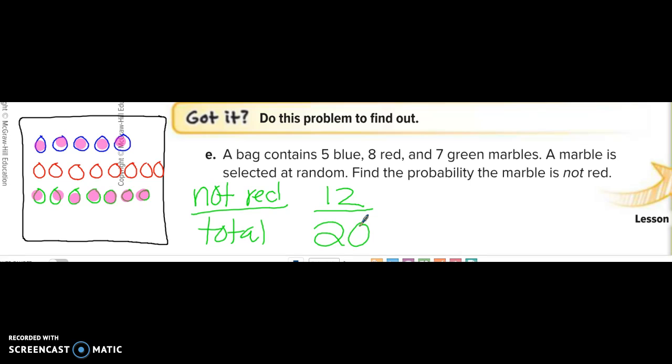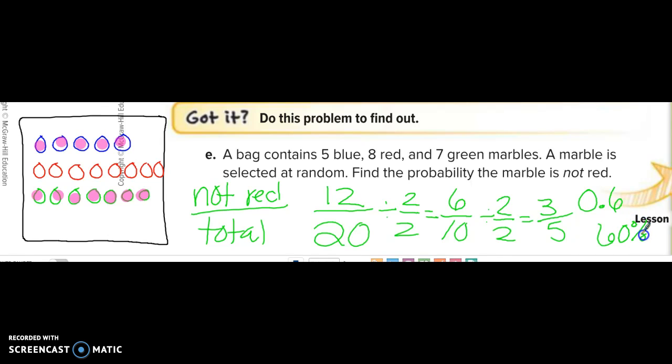And I have a total of 12, 13, 14, 15, 16, 17, 18, 19, 20 marbles. So the probability of not red is 12/20, which can be reduced by 2 on top and 2 on bottom. I get 6 out of 10. I can reduce it again by 2. And I get 3 out of 5. So my fraction is 3/5. I can then type in my calculator 3 divided by 5, and I get 6/10. And then I can change that into a percentage, and I get 60%. So the probability of me not drawing a red is 60%.